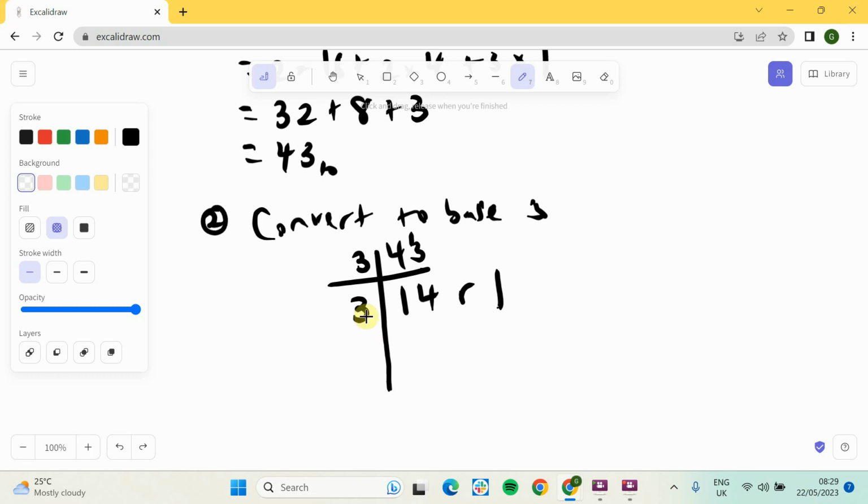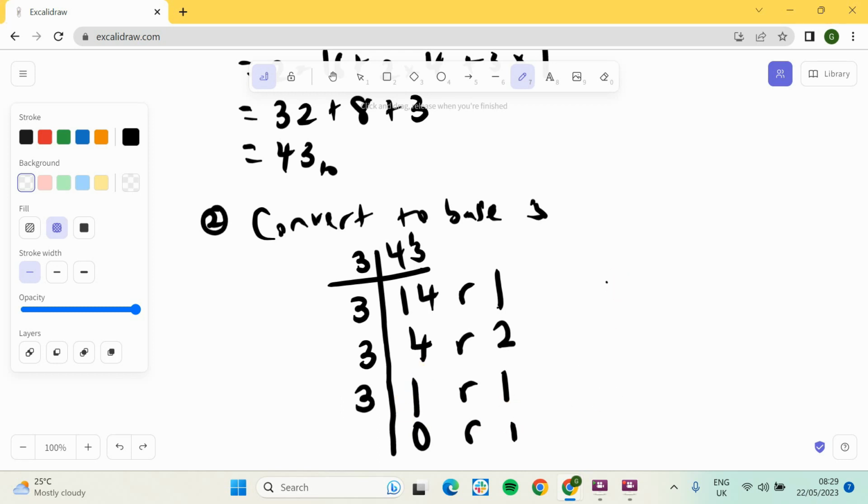So 14 divided by 3 is actually 4, right? But 4 times 3 is 12. So that will be the remainder of what? Of 2. Very good. So I'll divide this by 3 again. 4 divided by 3, that's 1. But there will be a remainder of 1, right? I'll divide again by 3. 1 divided by 3 is 0, right? What will be the remainder? Bring whatever is on top down, right?